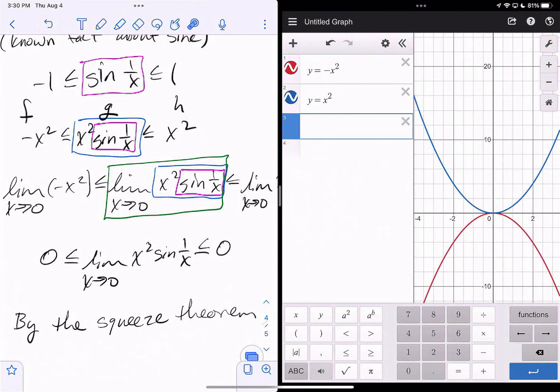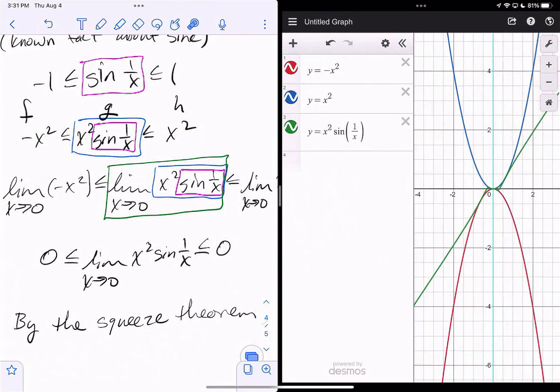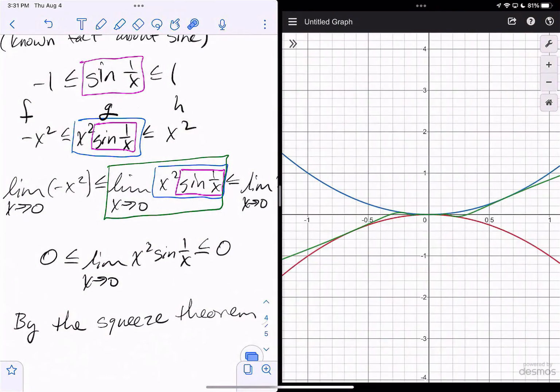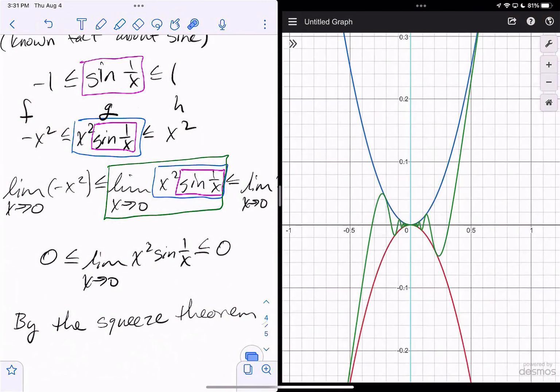Now, suppose I consider y equals the sine of 1 over x. Now, clearly that thing is not in between y equals x squared and y equals negative x squared. But this isn't what we were after, right? Remember, that function is between negative 1 and 1. What I'm going to do here is I'm going to multiply that by x squared. And then we're going to zoom in a bit. In fact, I'll get rid of that.